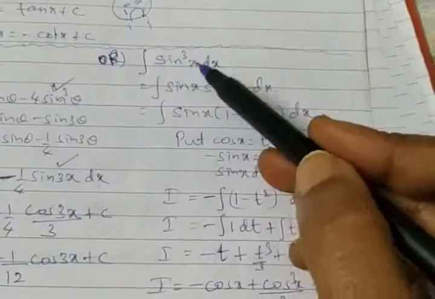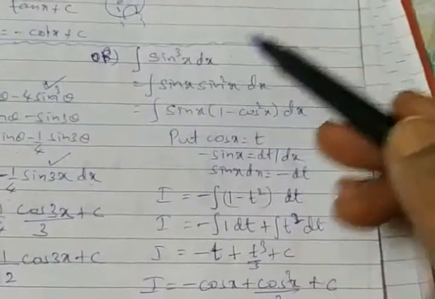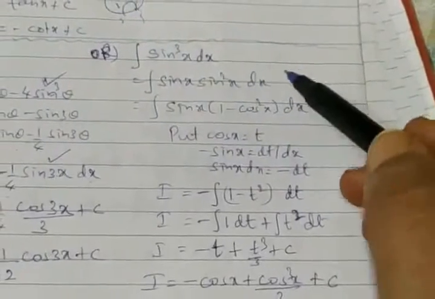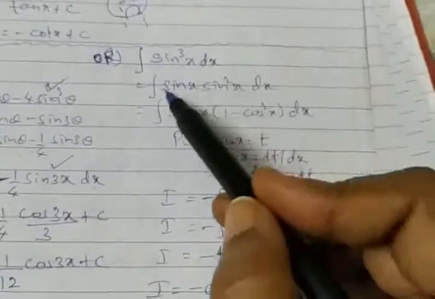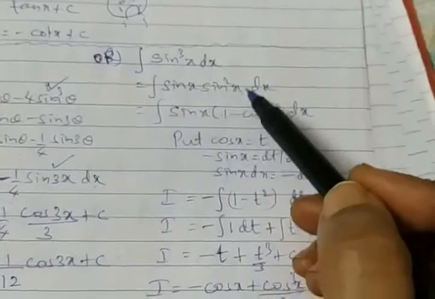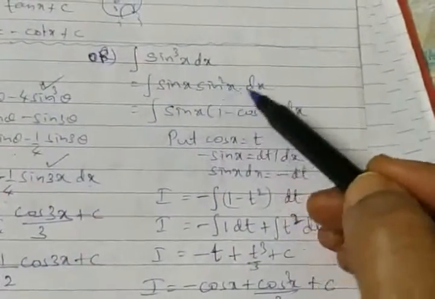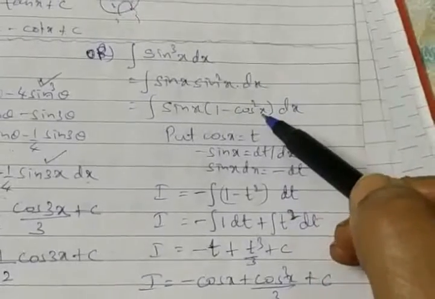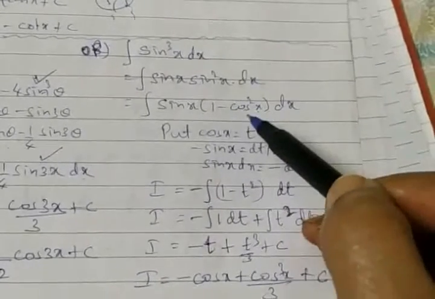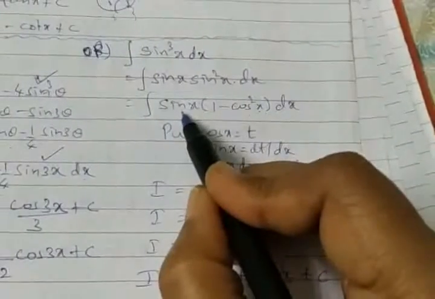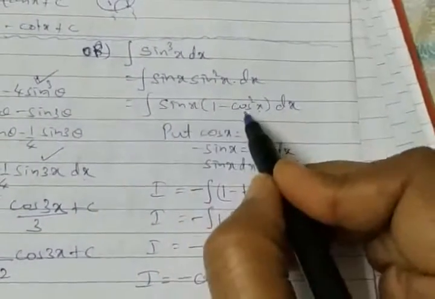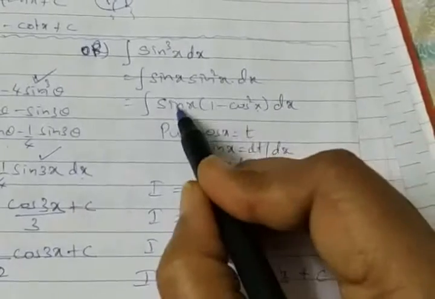Integration of sin cube x can also be taken under substitution. It's one more option given, but not compulsory. Whichever is comfortable for you, please go ahead. So for sin cube x, we can take it as sin x into sin square x, where sin square x can be taken as 1 minus cos square x. So at this stage, I find that cos differentiation is sin x.